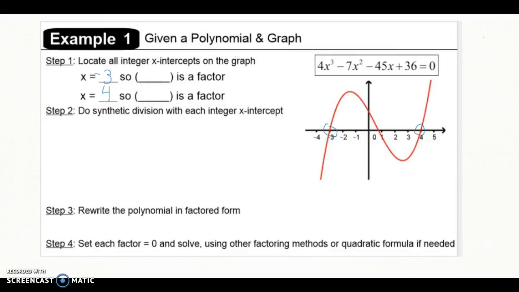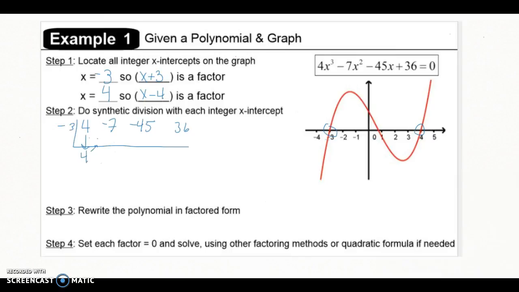If x is -3, then x plus 3 is a factor, and if x equals 4, then x minus 4 is also a factor of this function. So we're going to do synthetic division with each of those integer intercepts to find the remaining factor. So let's set up a synthetic division problem with the original. Now at this point, it does not matter which factor you use to do your first step of synthetic division. I'm just going to choose -3 because I wrote that first.